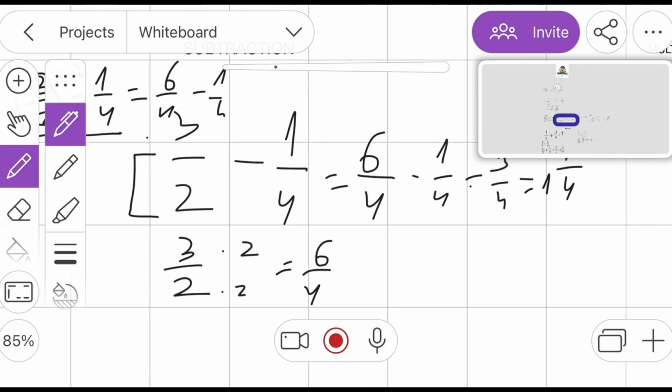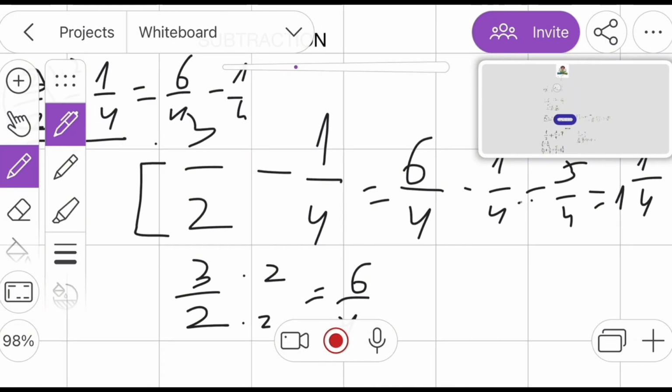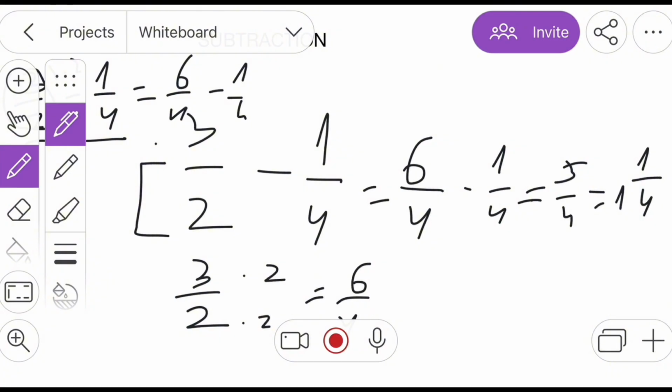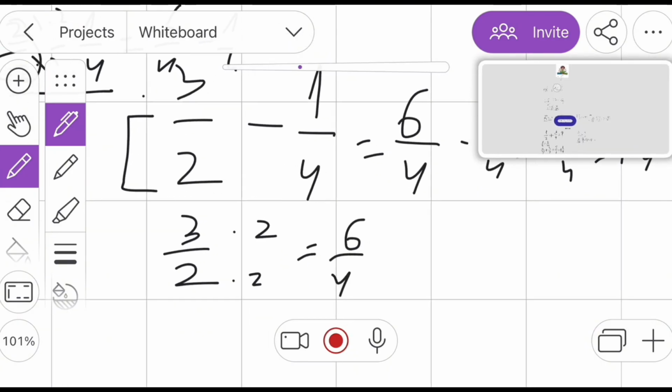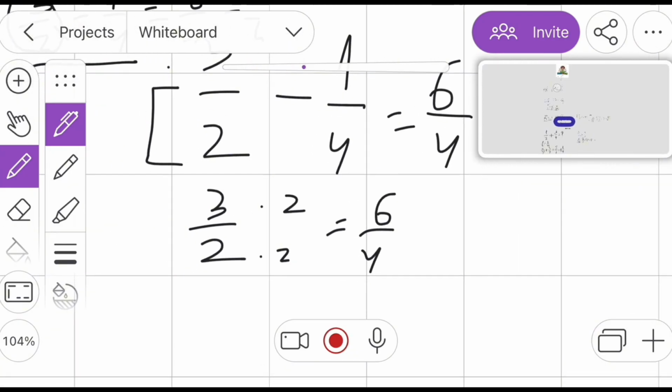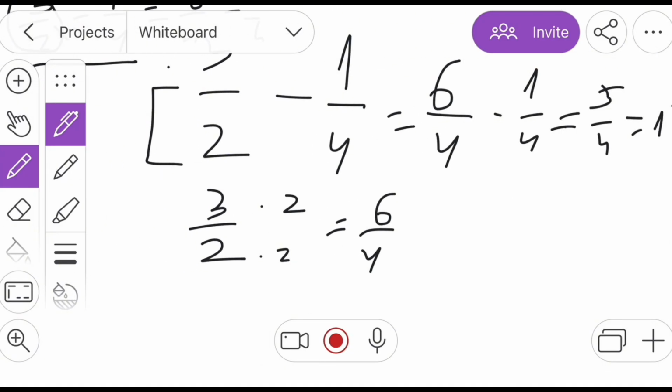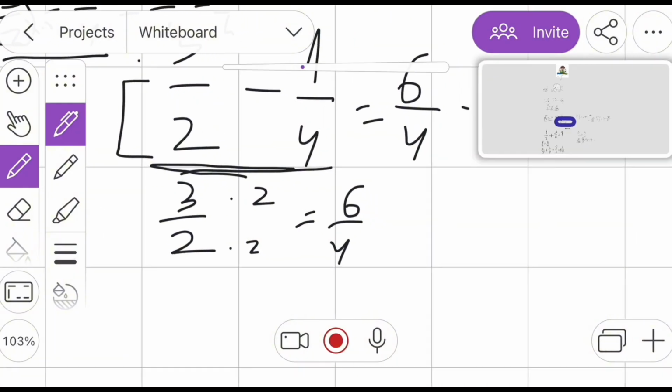As you can see here, it is going to be equal to 5/4, or as I told you, as a mixed fraction it is 1 and 1/4. So to be able to solve addition or subtraction exercises, we should make sure that the denominator is the same.